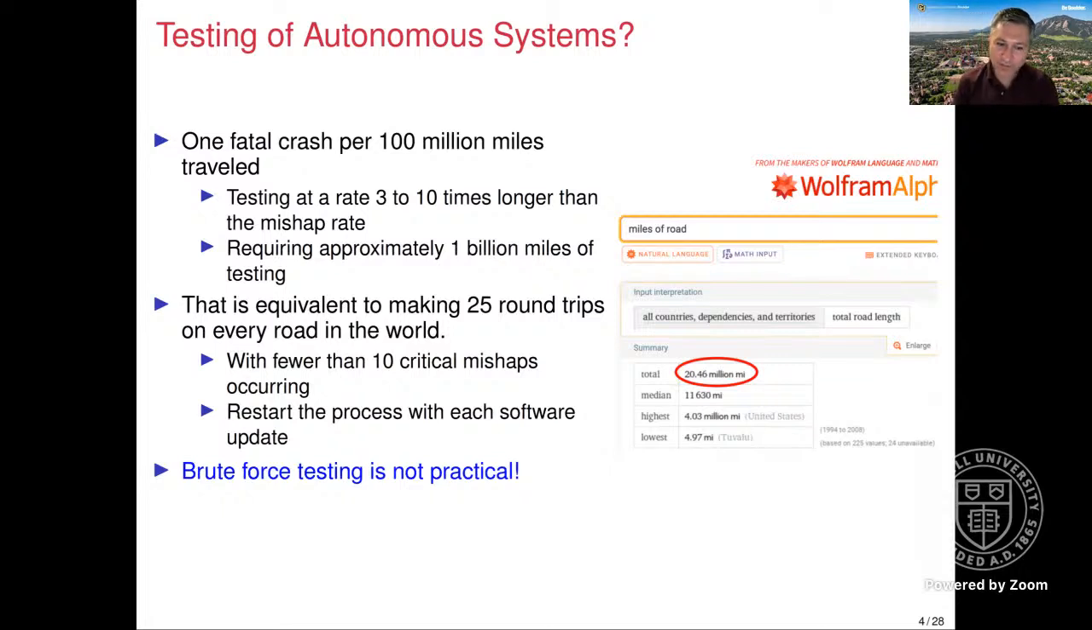We need to restart the process with every software update, meaning that the confidence we gain is with a given, designated control software. So the moment we make some changes or updates to this control software, while we are doing these 25 round trips, you cannot rely on the previous confidence you have accumulated. It doesn't carry over. So you might actually need to do the test again from scratch.